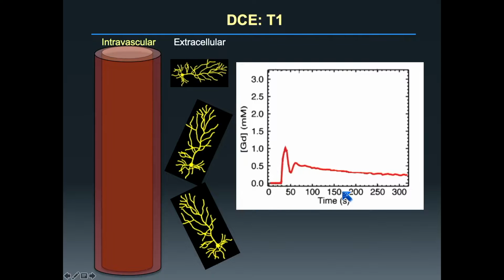So DCE is basically a T1 weighted technique. You acquire a series of T1 weighted images before, during, and after contrast administration. And then you measure the dynamic signal change, the T1 signal change of the tissue of interest. And then the gadolinium distribution concentration can be calculated between intravascular and extracellular space.